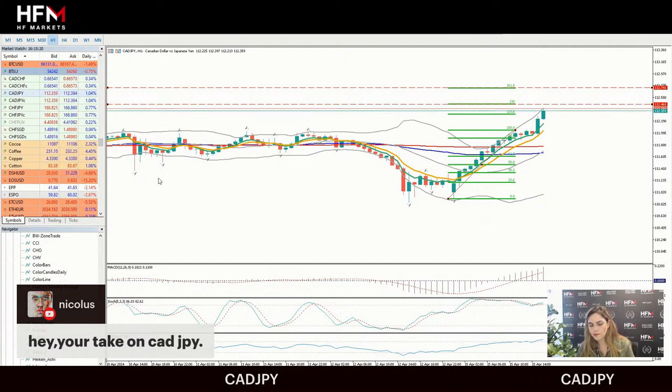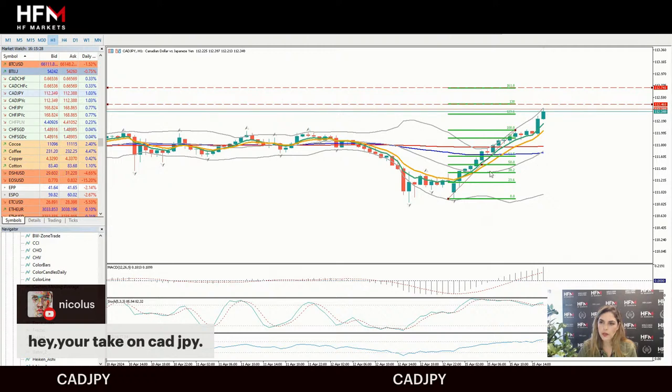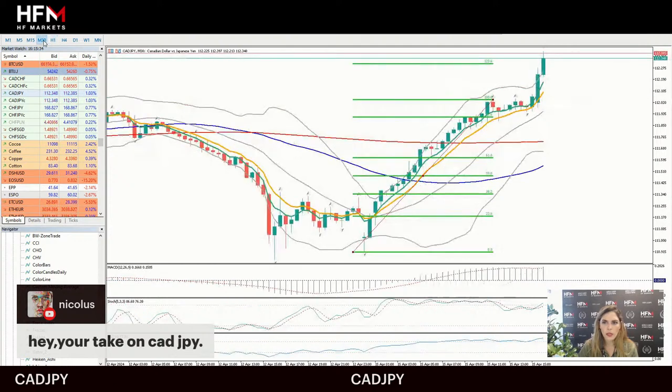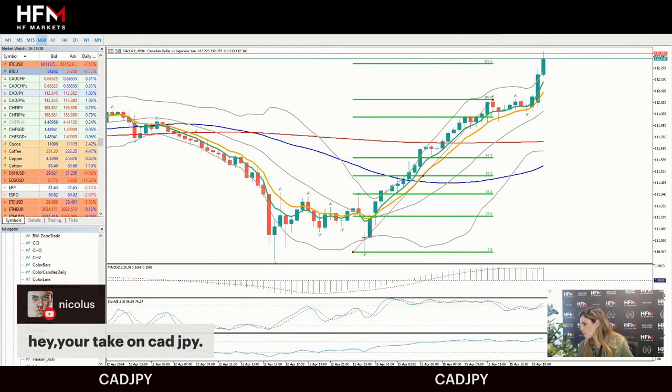112.74. So if it managed to break above the ranging market, the very next resistance level is at 112.74 in the very, very short time frame, okay? Yeah. So, next question.